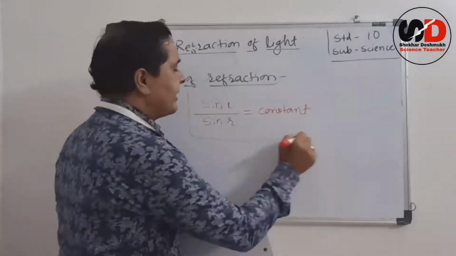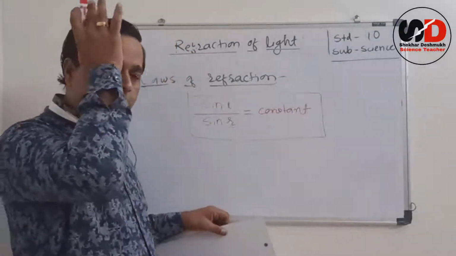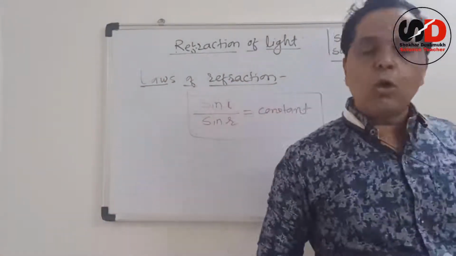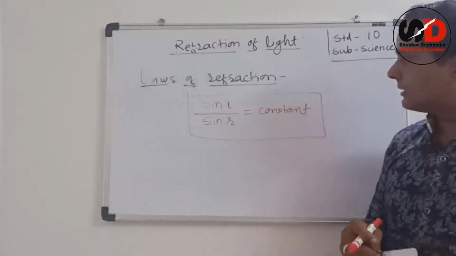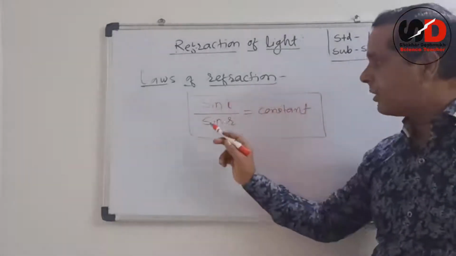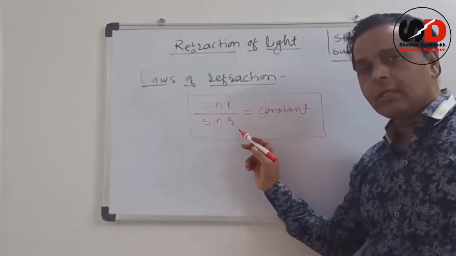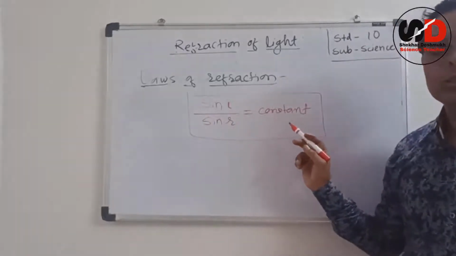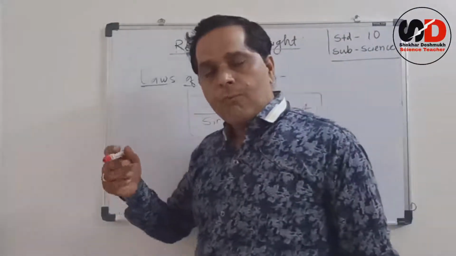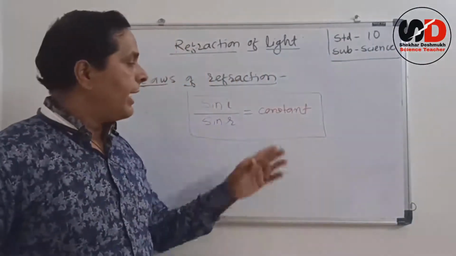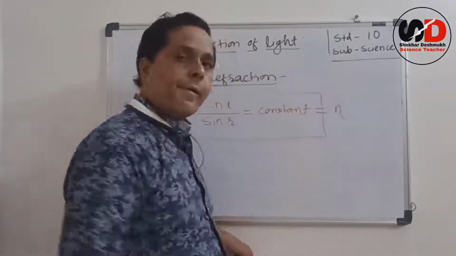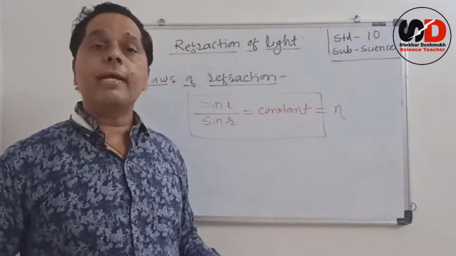So this is nothing but the second law of refraction. For a given pair of media, the ratio of the sine of the angle of incidence to the sine of the angle of refraction is always constant. And we call this constant the refractive index. This is nothing but the refractive index.